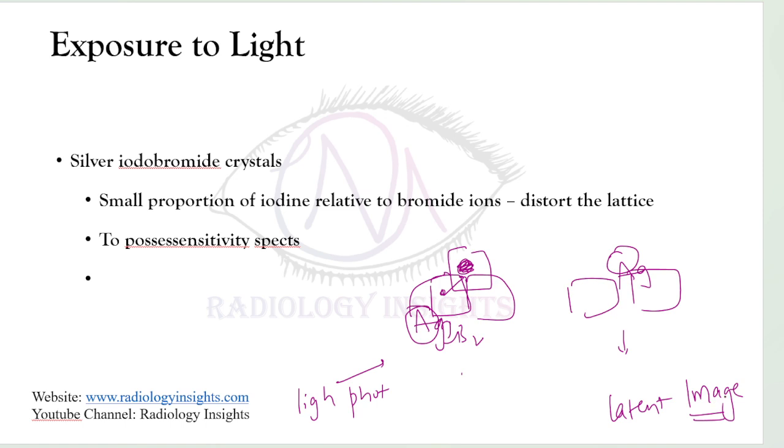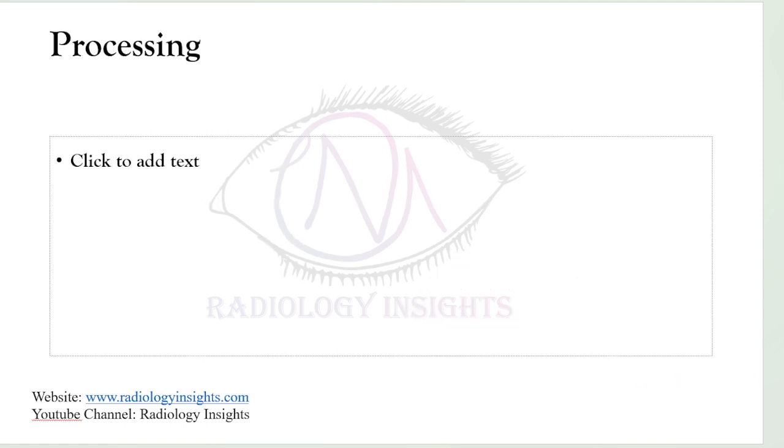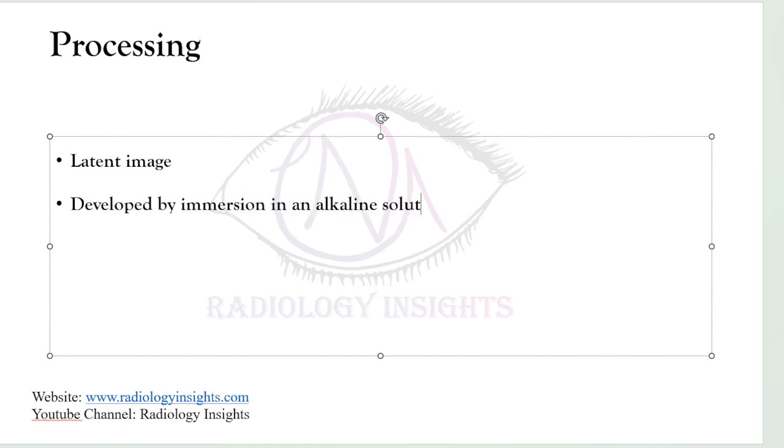The next step is processing. Now we have formation of a latent image, but this latent image is not visible to the eye. This invisible pattern of latent image is made visible by processing. The film is processed in three stages. Number one, the film is developed by immersion in an alkaline solution of reducing agent, which is able to enter the crystal at the latent image.